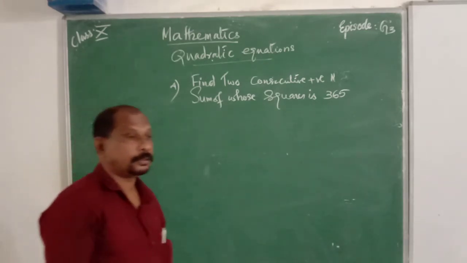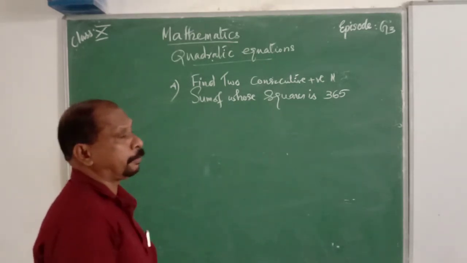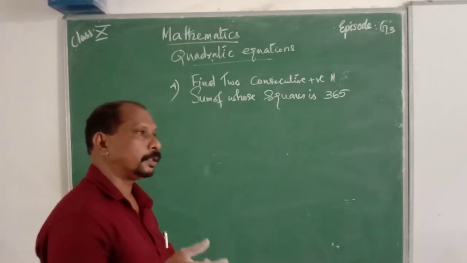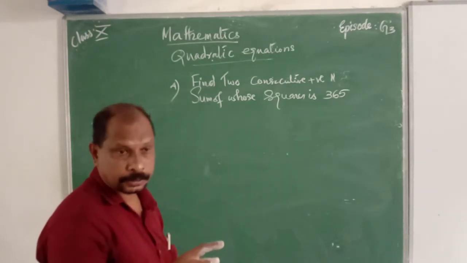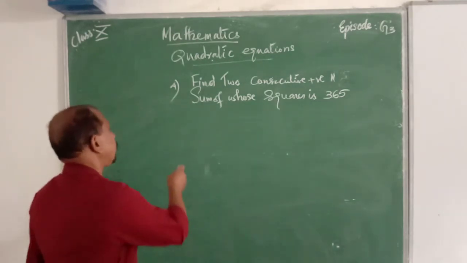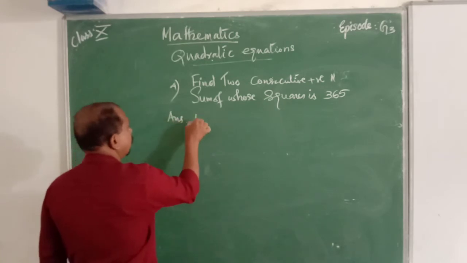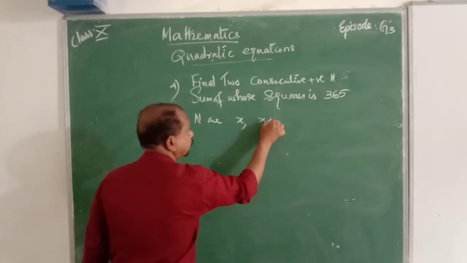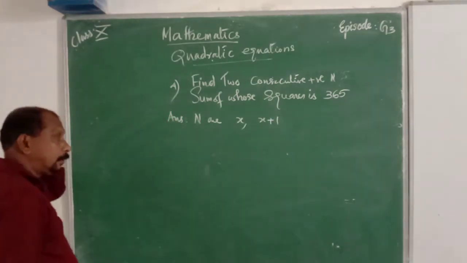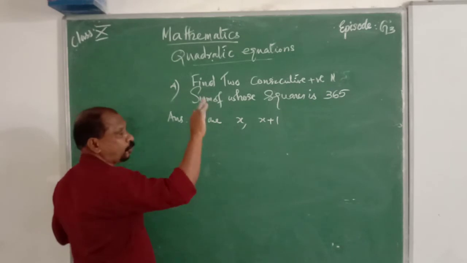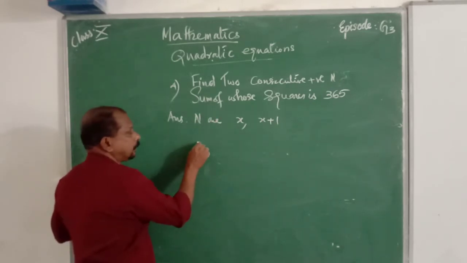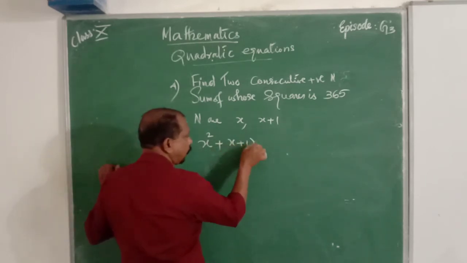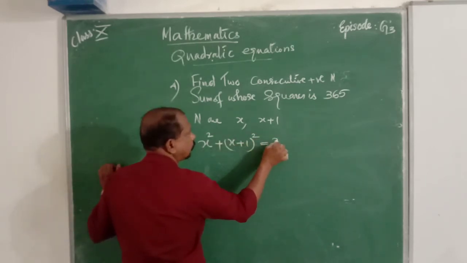Consecutive numbers means, for example, first number is 3, second number is 4. First number is 3, second number is 4 means first number is x, second number is x plus 1. Answer, numbers are x comma x plus 1. Then given that sum of squares, that is x square plus x plus 1 the whole square is equal to 365.